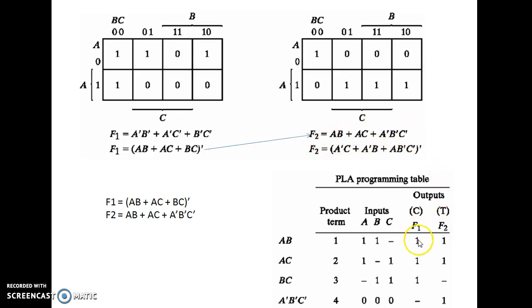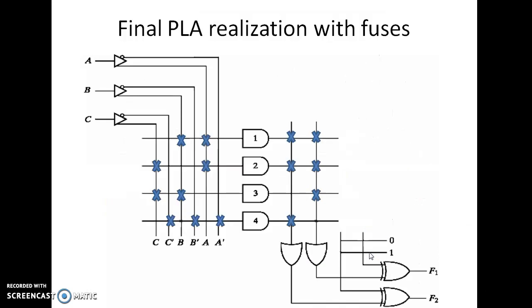So F1 in complemented format requires AB, so that's why we place 1. Requires AC, requires BC, it is not required for this because A bar, B bar, C bar is missing in this. Like this, we will be forming a PLA programming table. Right? Now, the final PLA realization with fuses.